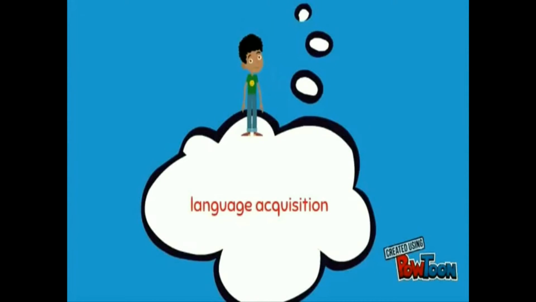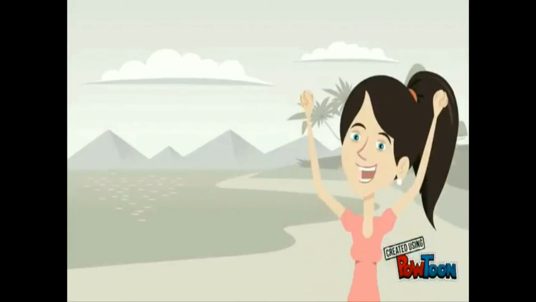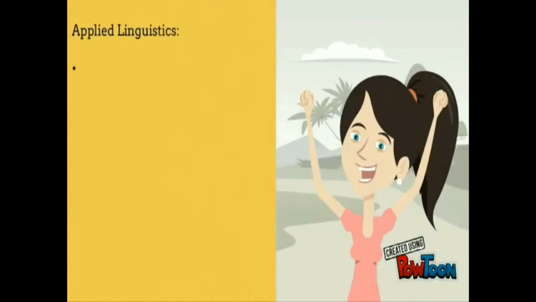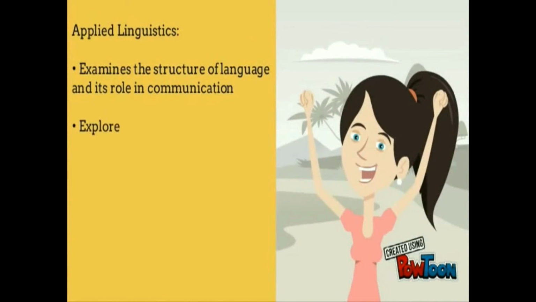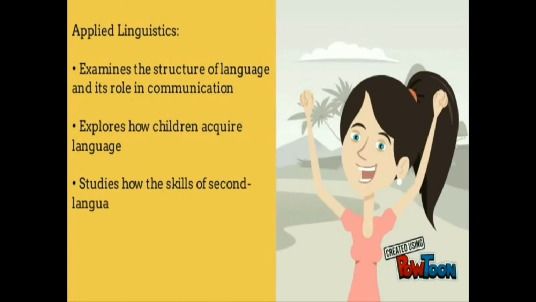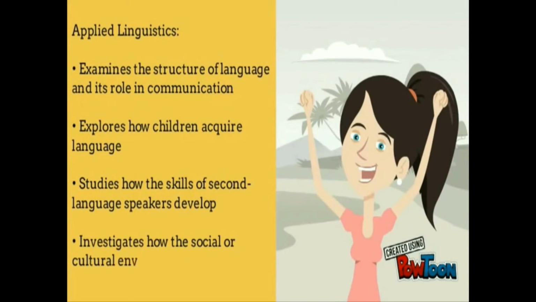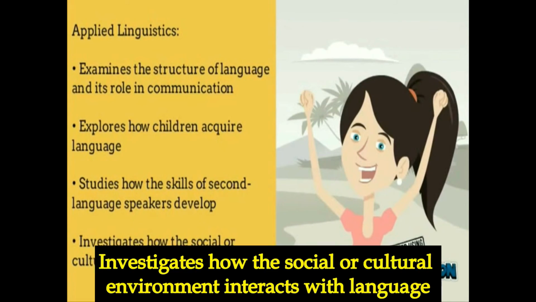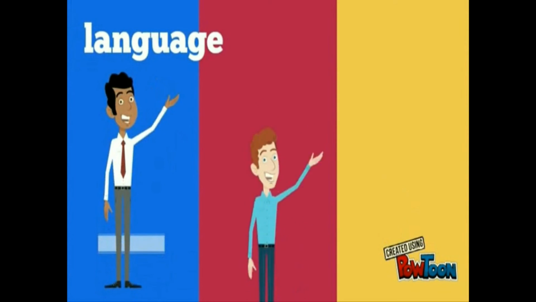Applied linguistics and language acquisition. What is applied linguistics? Applied linguistics, first, examines the structure of language and its role in communication. 2. Explores how children acquire language. 3. Studies how the skill of second language speakers develops. 4. Investigates how the social or cultural environment interacts with language.